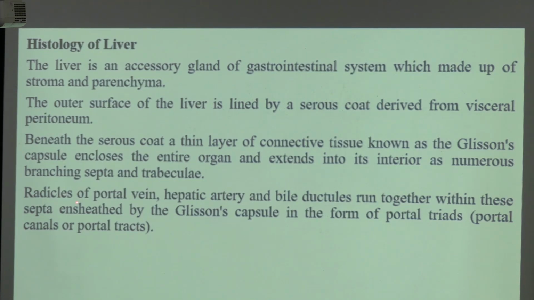Next, along with the septum, what is going in? Blood vessels, lymphatics, nerves. These are going in along with the septum because they also have to reach the various parts of the liver. And the liver is a highly vascular organ, you know that. So through the branching pattern of the septum, blood vessels are also going in.